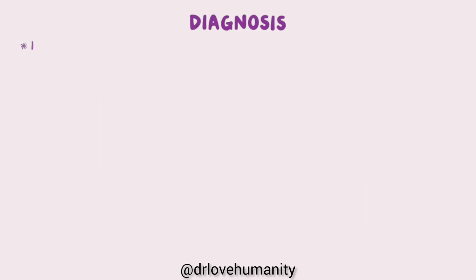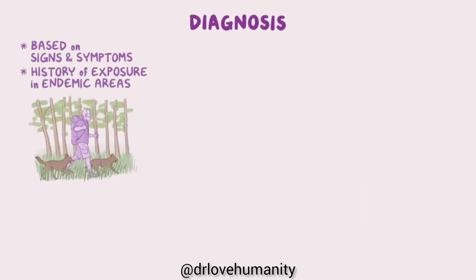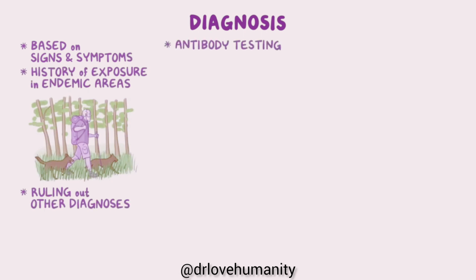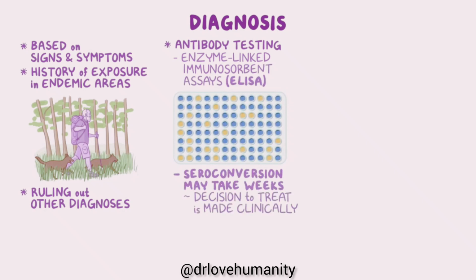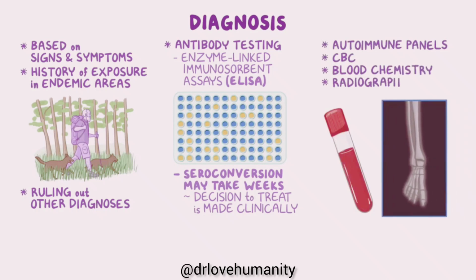Diagnosis is primarily based on clinical signs and symptoms, history of exposure in endemic areas, and ruling out other diagnoses. Antibody testing can be done, and the standard is to use enzyme-linked immunosorbent assays, called ELISA. Seroconversion may take several weeks, so the decision to treat it is usually made clinically. Additional tests to assess tissue dysfunction can be helpful, like autoimmune panels, CBC, blood chemistry, and radiographs.